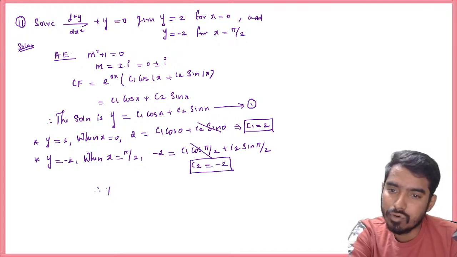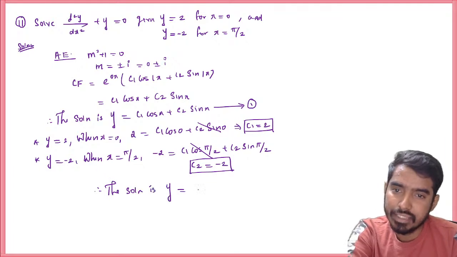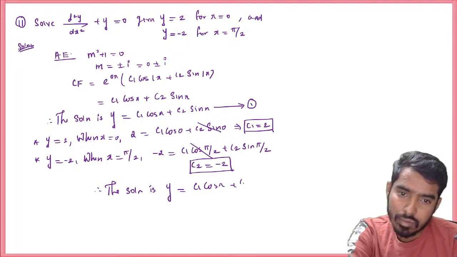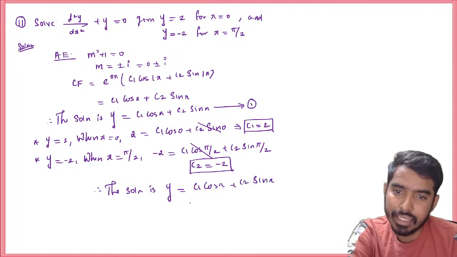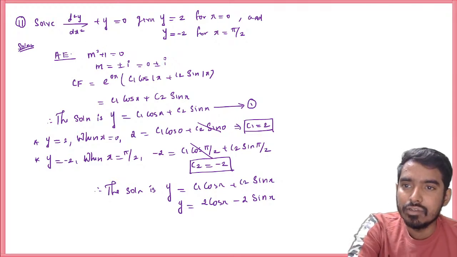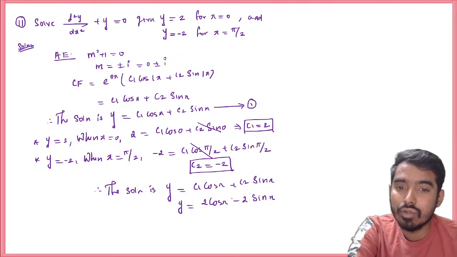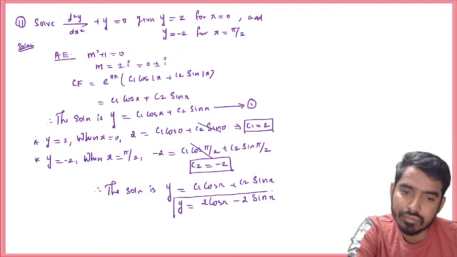Right? Therefore, the solution is y is equal to C1 cos x plus C2 sin x, with C1 as 2 and C2 as minus 2, so y is equal to 2 cos x minus 2 sin x. This is the solution. You can substitute here, just find the second derivative for this and add y, you will get 0. You can check it out, right?